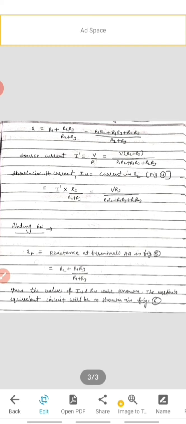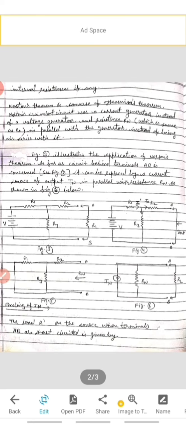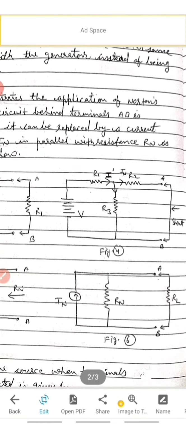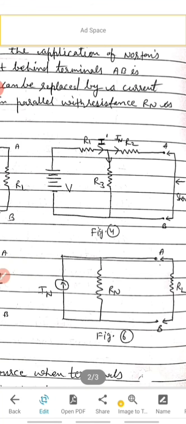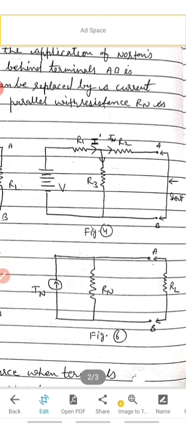Thus the values of IN and Rn are known, and Norton's equivalent circuit will be as shown in figure 6. Now we know the values of IN and Rn, so Norton's equivalent circuit is as represented in figure 6: the current source whose output is current IN is in parallel with Rn, and the load resistance is connected across the terminals AB.